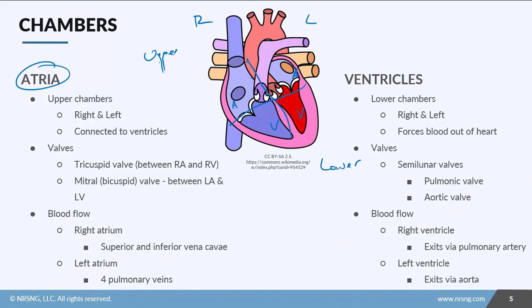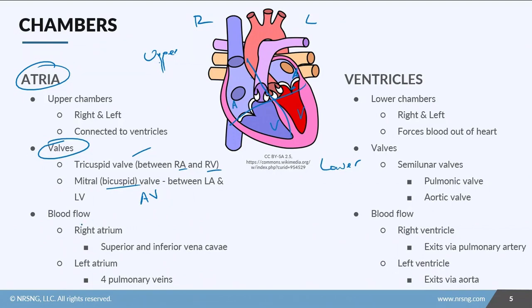The atria are separated from the ventricles by these valves, and valves are essentially doors that allow blood to flow from one chamber to another. On the right side, you have the tricuspid valve, and that's going to be between the right atrium and the right ventricle. And then you have the mitral valve, or the bicuspid valve, and it's located between the left atrium and the left ventricle. So it's this guy right here. These are also known as AV valves or atrioventricular valves.